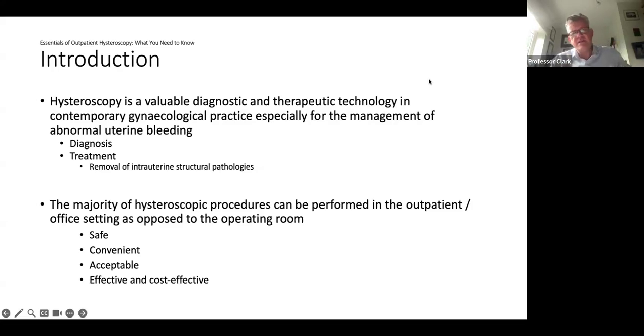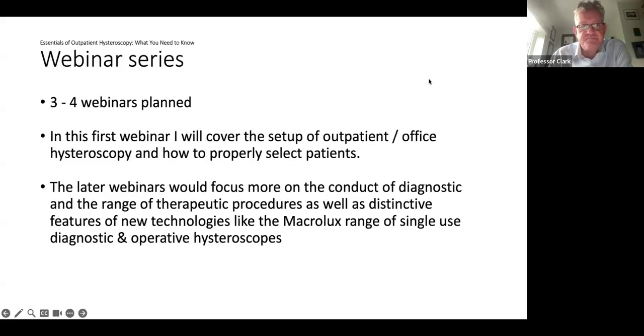And if we can do these things in an outpatient setting with the patient awake, this is far more convenient and safe for the patient. But of course, we have to be mindful that it's acceptable to patients, and in the majority of women, it is. And also, it can be very effective, and importantly, in the time of scarce healthcare resources, can be cost effective as well for health services.